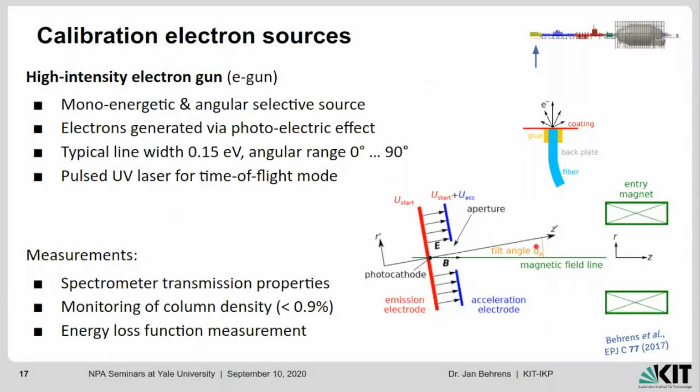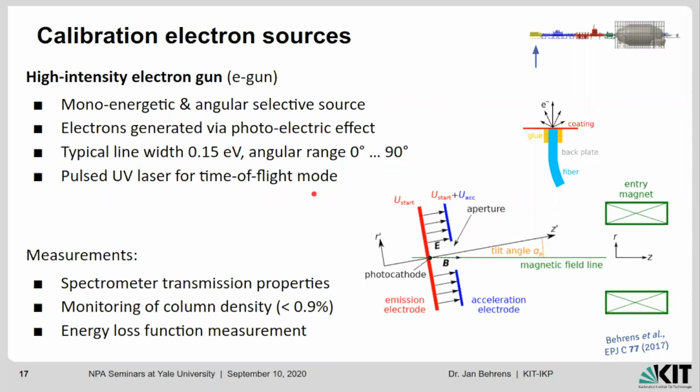In addition to that, we also have calibration electron sources. One source is located behind the source. It's a so-called rear section, and this is a high-intensity electron gun, which is an electron source that provides monoenergetic and angular selective electrons. Angular selective means we can determine the angle of the electrons relative to the field line to, for example, measure the MAC-E filter characteristics that I explained before. The electrons are generated via photoelectric effect from UV light.